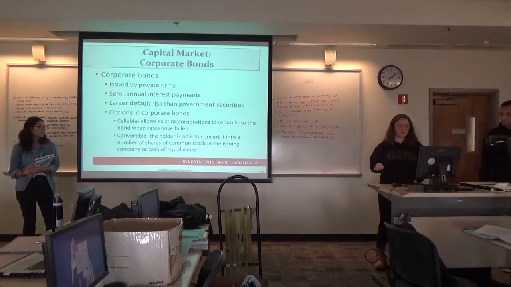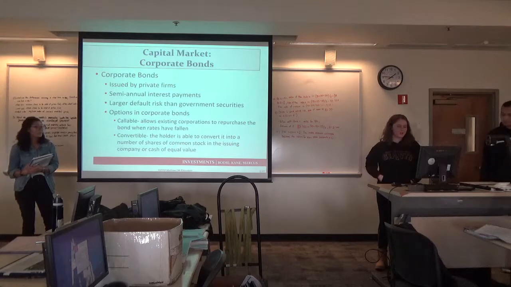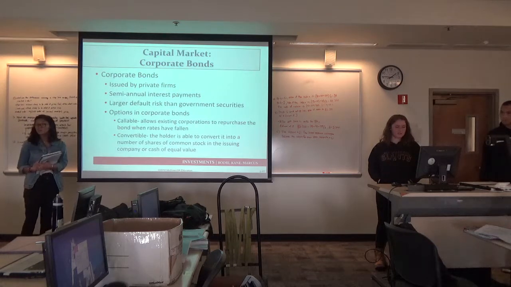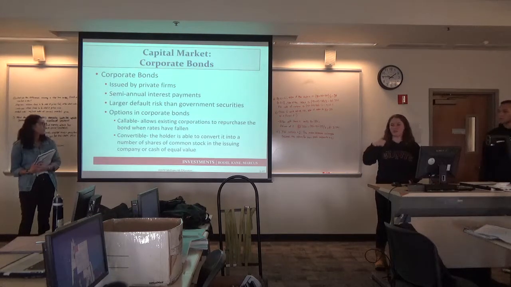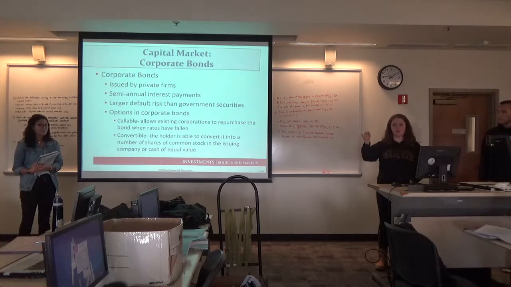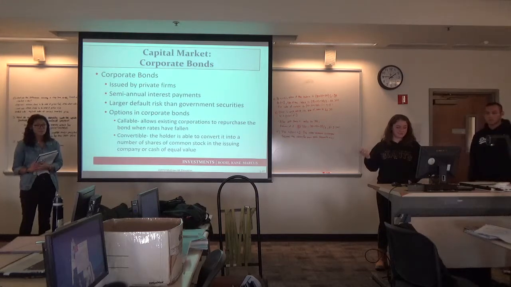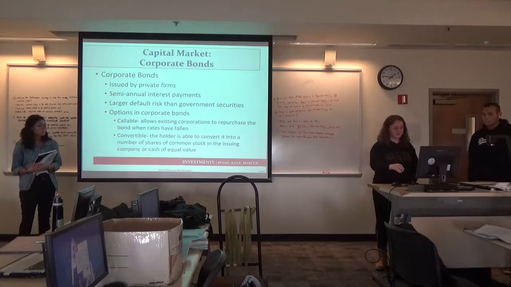And so they have callable and convertible options. Callable allows corporations to repurchase bonds once rates have fallen, so corporations can sell a bond at one rate and then buy it back at a lower rate and make money that way. And then convertible is when the holder of those bonds is able to convert it into shares of a common stock, and then you're getting a higher rate back on the cash value.